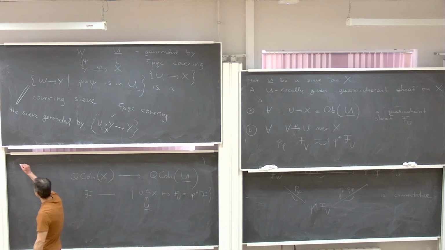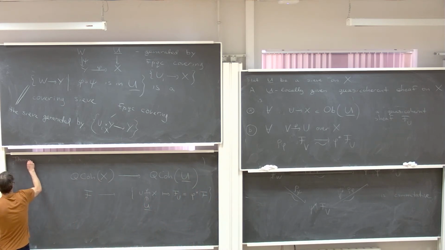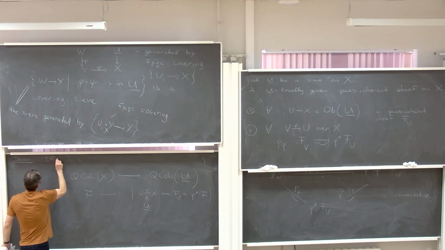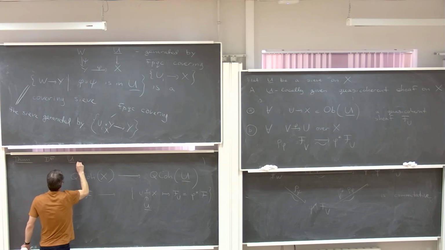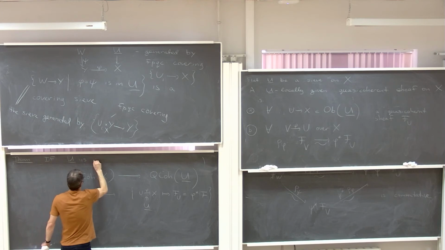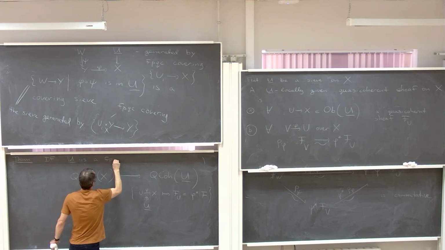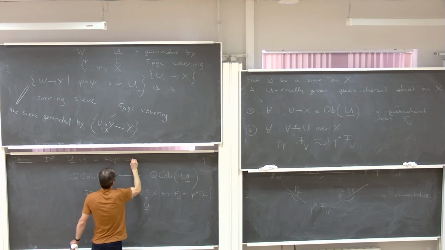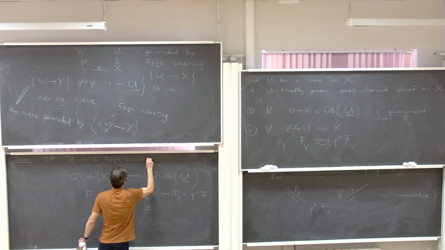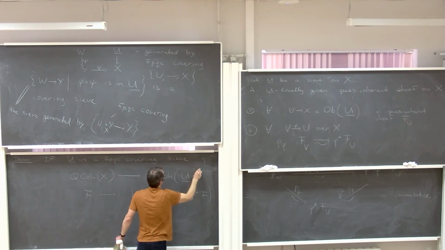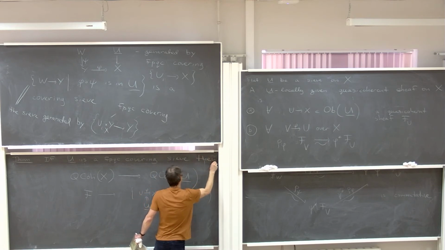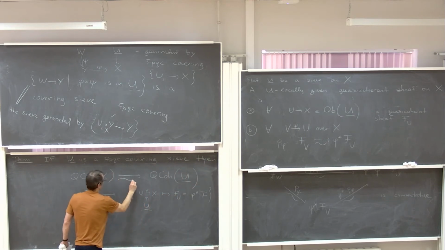So now the theorem, which will be our main theorem about faithfully flat descent, is that if U is an fpqc covering sieve, then this functor that we produced is an equivalence of categories.